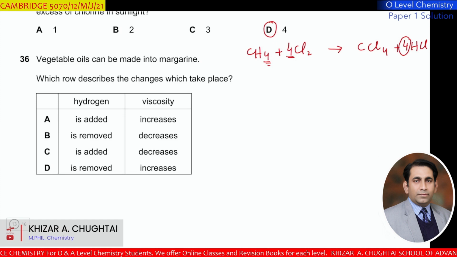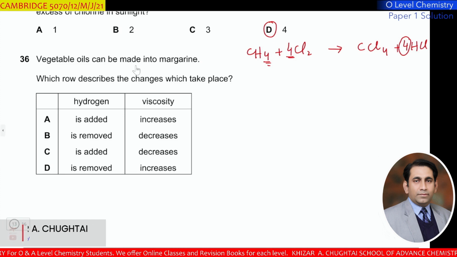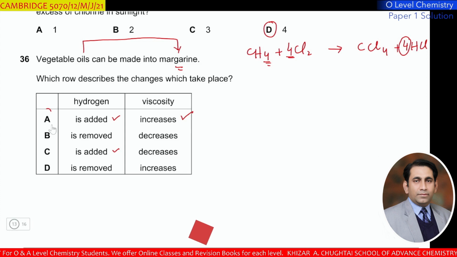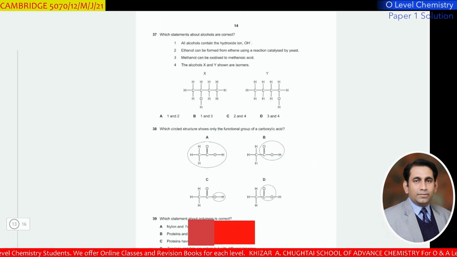Vegetable oil can be made into margarine. Which row describes the change which takes place? Hydrogen is added. Viscosity: the next thing that is going to be formed is more viscous or less viscous. As you know, oil is going to change into a solid, that is the margarine. So there will be more viscosity, viscosity will be increased. So A is the correct option.